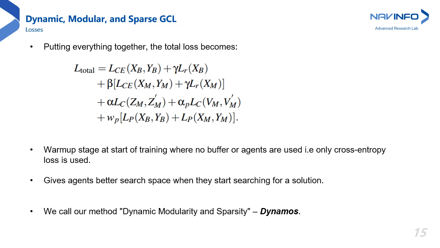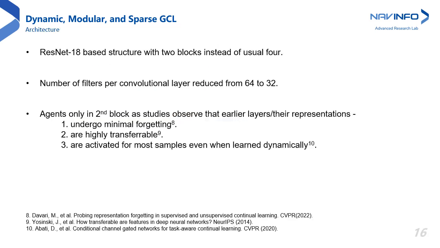Note that we use a warm-up stage at the beginning of training when no buffer or agents are used, which is equivalent to only using cross-entropy for training. This gives agents a better search space when they start searching for a solution. We call our method dynamic modularity and sparsity, or Dynamos.